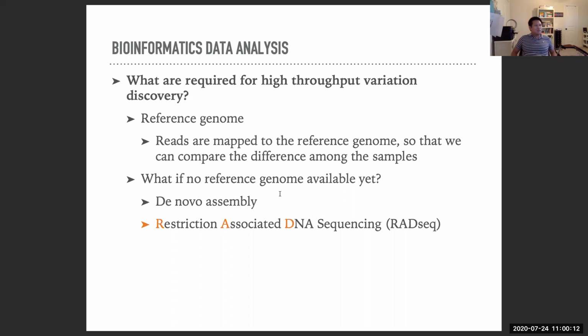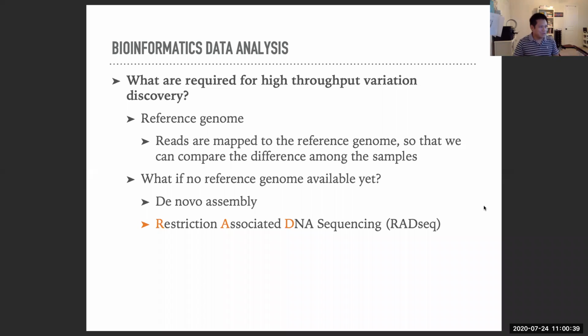So what do we need for a high throughput variation discovery analysis? First, we will need to have a reference genome. That would be a perfect, ideal situation, because then we can map the reads to the reference genome and just compare the differences among samples, right? But what if there's no reference genome available? If that's the case, I would say you're not really lucky, but there are ways to do it.